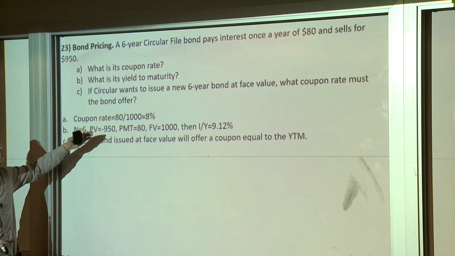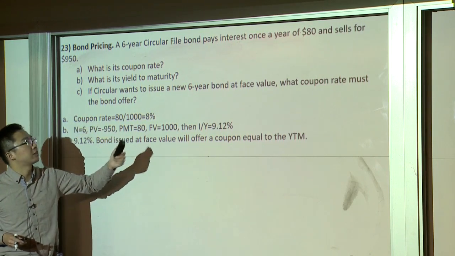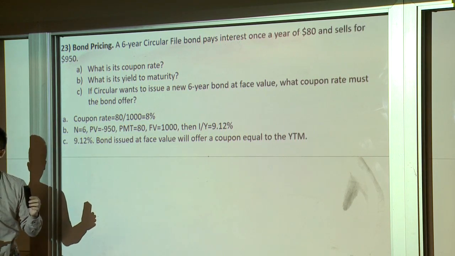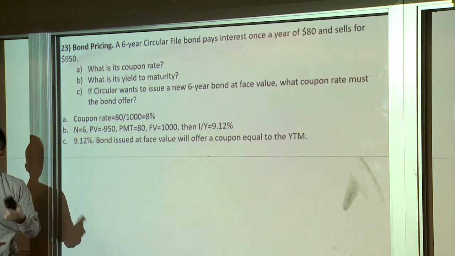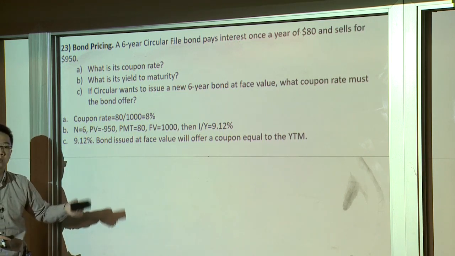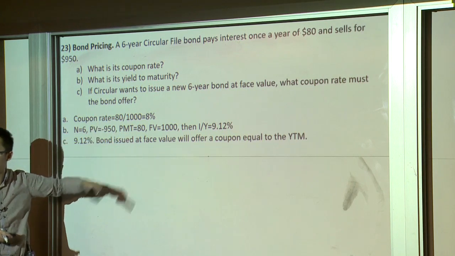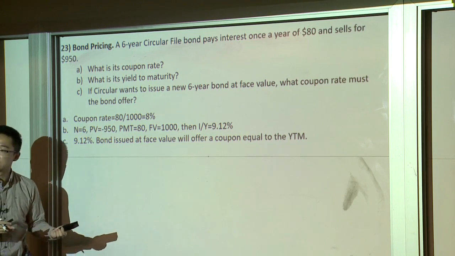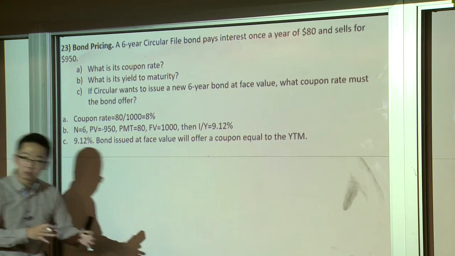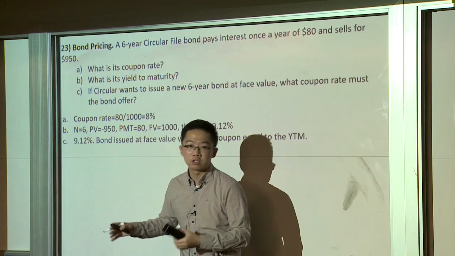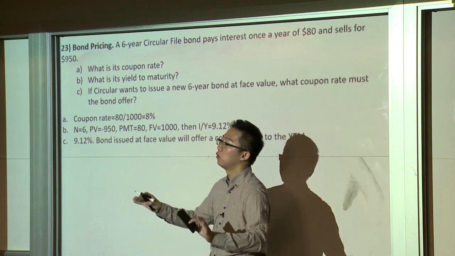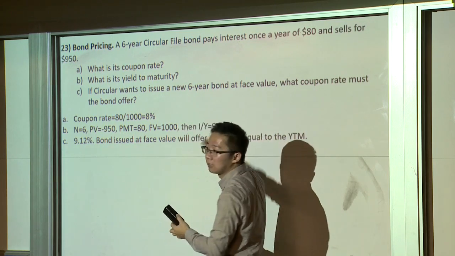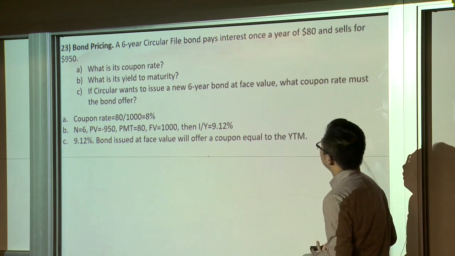So if the company wants to issue a new 6-year bond at face value, what coupon rate must the bond offer? Yield to maturity. It must be equal to the number that we calculated in question B. So we get the yield to maturity, the required return from the investors of this bond, and then move it backward. If we want the bond to be sold at par value, we should have a new bond with a coupon rate equal to this yield to maturity, which is 9%. Okay? All right.